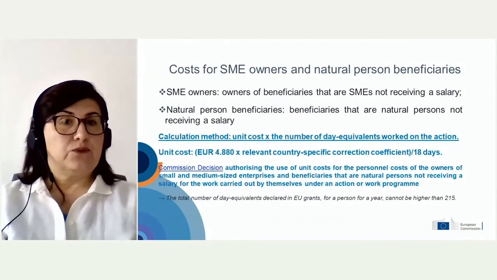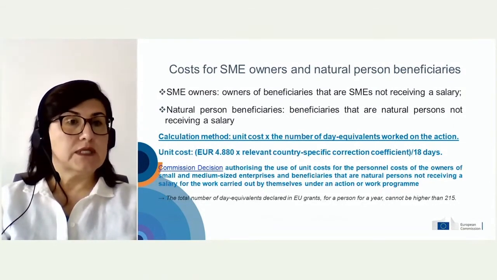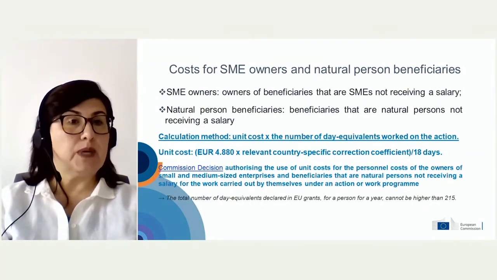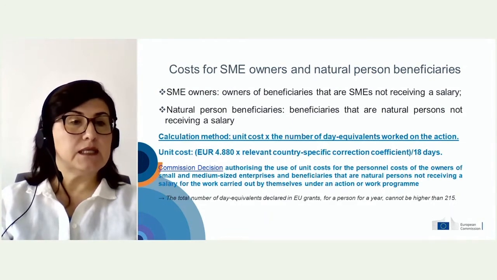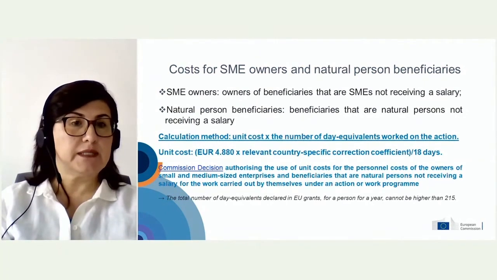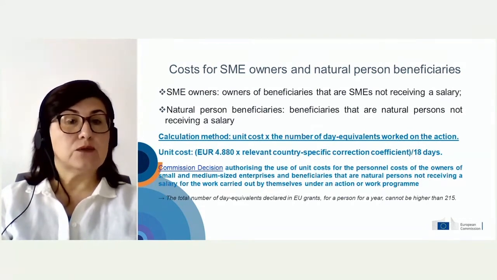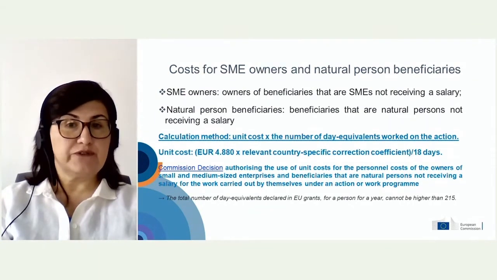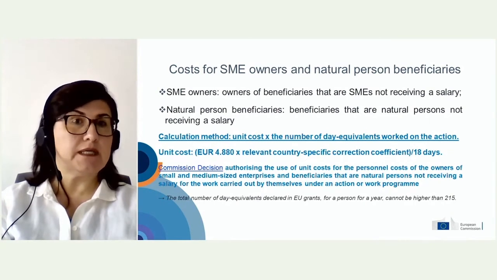For SME owners without a salary and for natural persons beneficiaries without a salary, the costs are eligible and have to be budgeted basing their calculation on the unit costs set in the Commission decision that you will find online. You will have to take the amount set in the Commission decision, this 4,880 euros, multiply it by the relevant country-specific correction coefficient, and then divide the result by 18 days, which is the average number of days for each month.